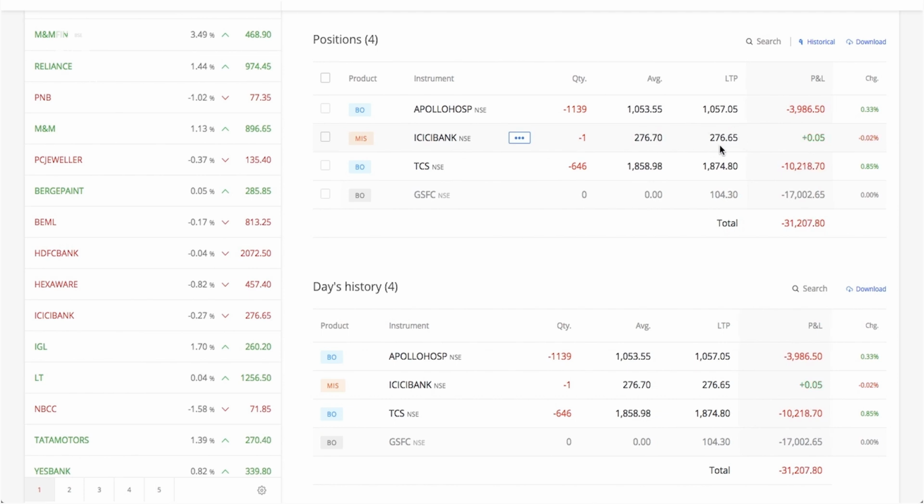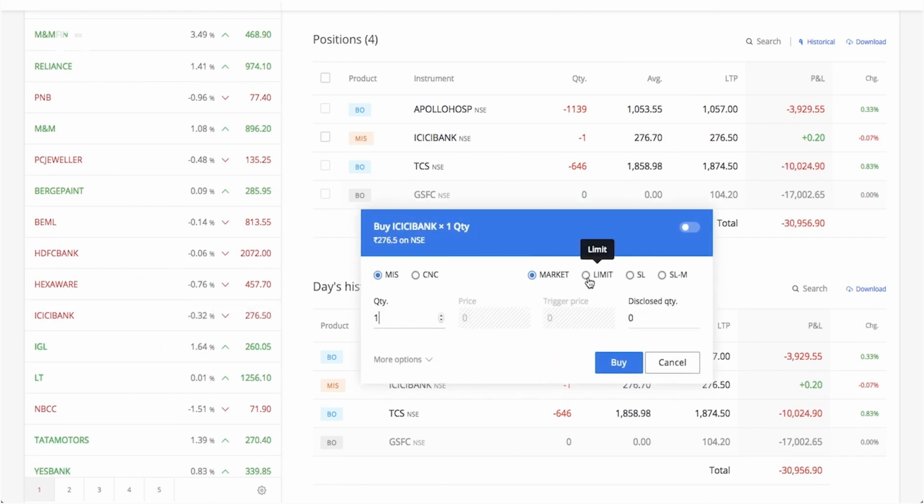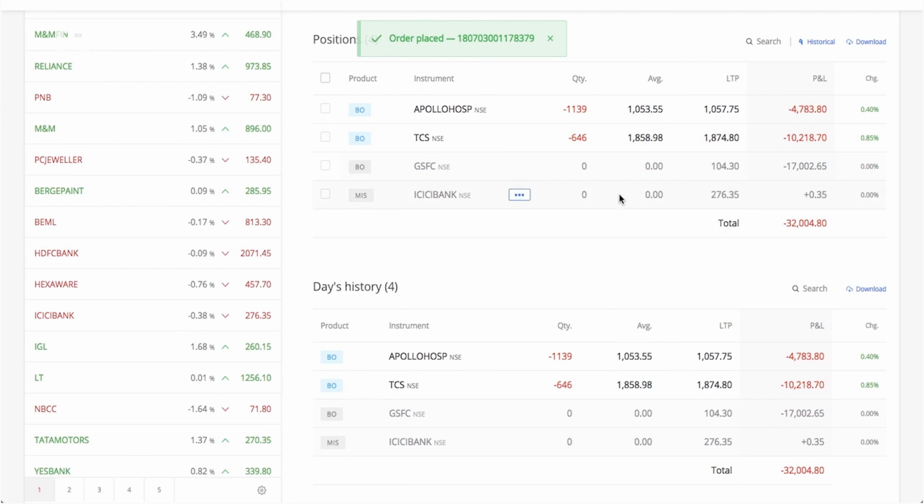Now, whenever the price here becomes lower than 276.70, you will see a profit, just like it did a few seconds ago. You see that? The price is a little lower than average and we are showing a profit. Now I can place an exit order. If I want to exit the stock, all I need to do is go to ICICI and buy one MIS share. I'll put a limit at say 276.50. So that's a 20 paisa profit, right? I'll click buy. The order is placed. There it is.